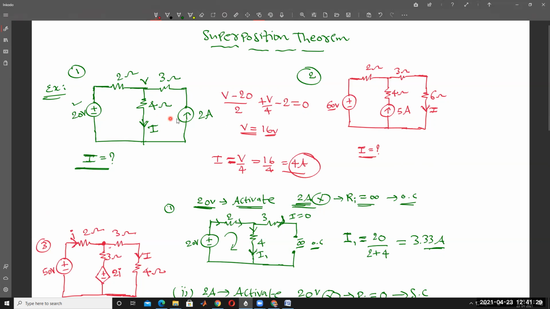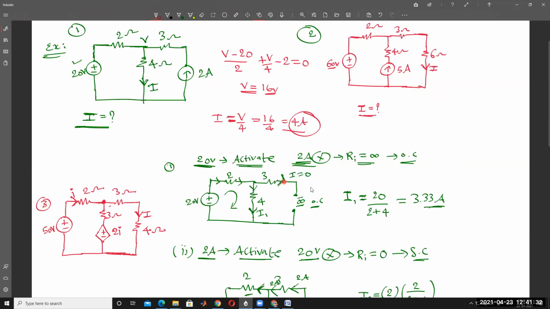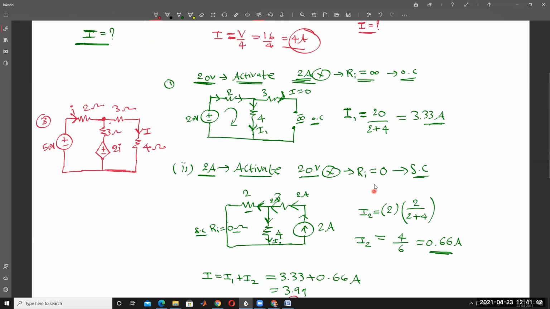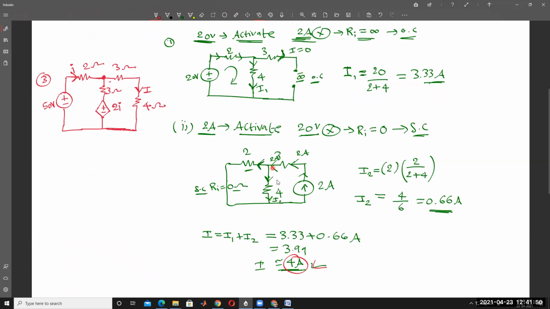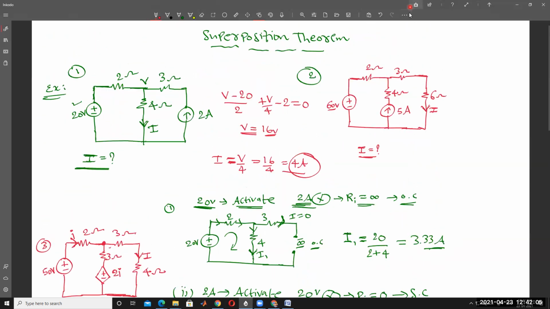By activating this source and deactivating the remaining sources, find the current. And similarly, activate this source and deactivate this source and find the current I2. Then the resultant current is the resultant of these. Here the current is in the downward direction, and here also the current is in the downward direction. That's why the resultant current I1 plus I2 is also downward, so we add together. If one is in the upward direction, then we subtract, I1 minus I2. So this is about the superposition theorem.